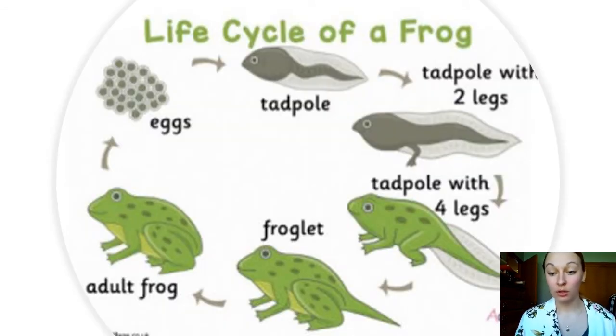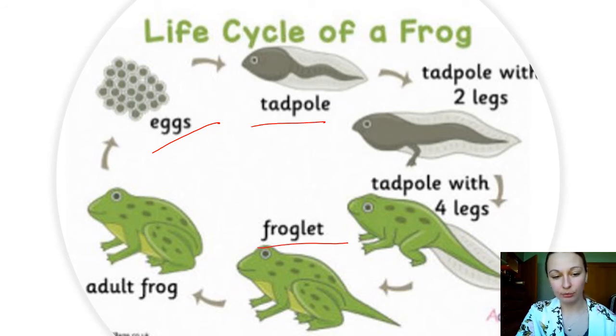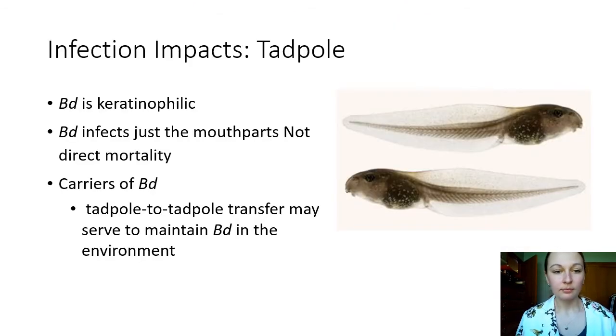And so we're going to talk a little bit about how Chytrid BD and chytridiomycosis affects different life stages of a frog. So just a reminder, frogs start out as an egg. They lay eggs, they grow into a tadpole, they become a froglet, and then they become an adult frog once they lose their tail here. So as a tadpole, because BD is keratinophilic, which means keratin loving, and in this sense that means that the Chytrid BD goes after the keratinized parts of animals.